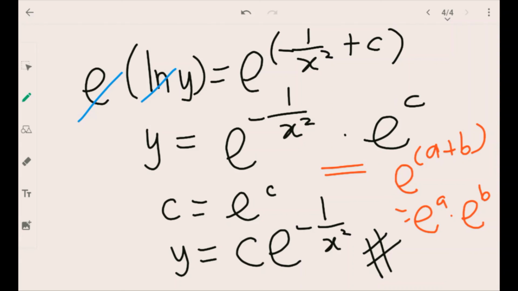So in order to simplify the answer, we make C equal to exponential to the power of c. So the answer will become y equals C multiplied by exponential to the power of negative 1 over x to the power of 2.